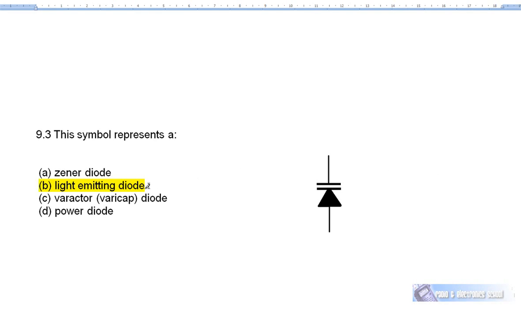Oh, I've marked light emitting diode. Oops, sorry about that, folks. I meant to mark varicap diode. Hope I didn't confuse you there. This is a varicap diode. It's a voltage variable capacitor. So wherever you need a capacitance and you need to vary that capacitance with a voltage, rather than have a shaft or variable capacitor, we can have an electronic variable capacitor called a varactor or varicap diode. Always reverse biased.